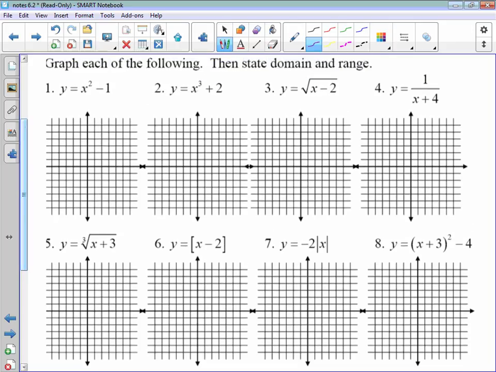Hey guys, look at the directions. What else am I asking you to tell me? Then state the domain.